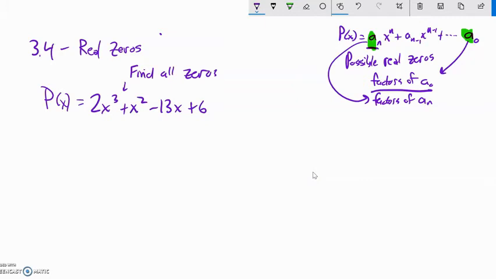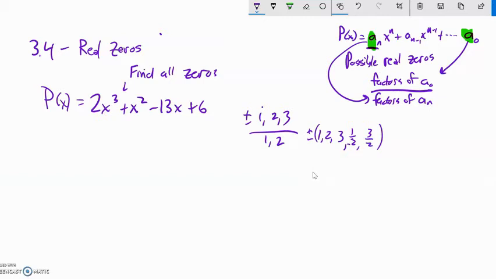All right, we want to find all the zeros. So let me think of the possibilities. It would be factors of 6, 1, 2, and 3, divided by factors of 2, 1 and 2. So that would be positive or negative 1, 2, and 3, or positive or negative 1 half, and 2 over 2 is 1, I already have that, 3 over 2 is 3 halves. So there's all my possibilities, positive or negative, all those.